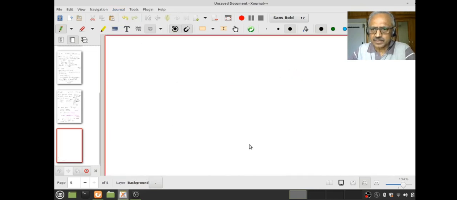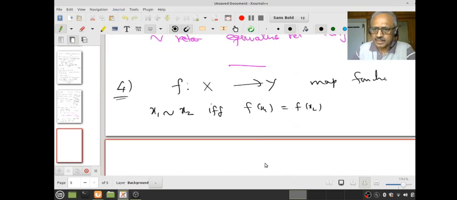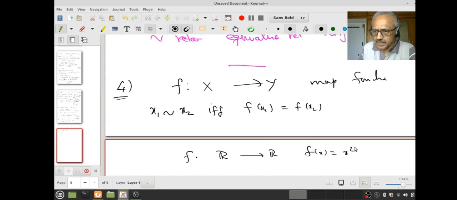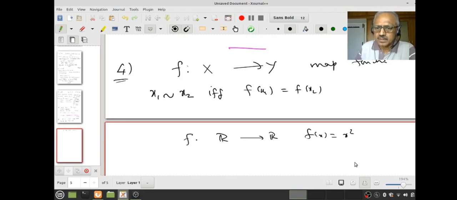Let us look at some simple example to make sure that you follow that, right? Suppose f is from R to R and f of x equal to x squared, then what does it mean? So if I take 2 and 3, are they related? No, right? But minus 2 and 2 are related. Do you follow that? Yes.